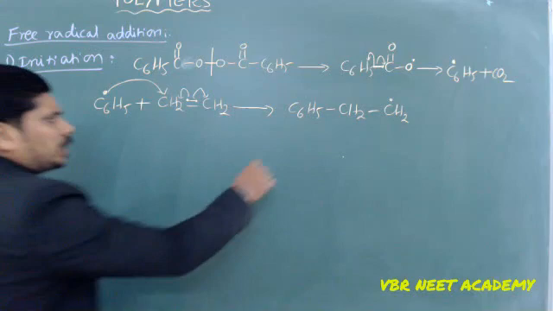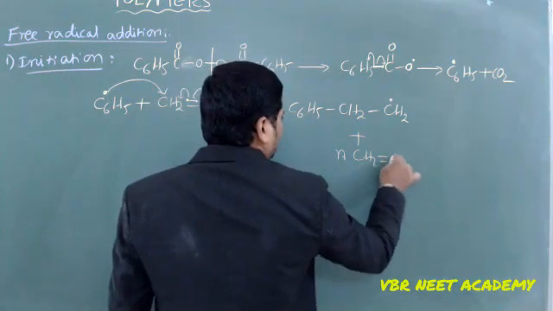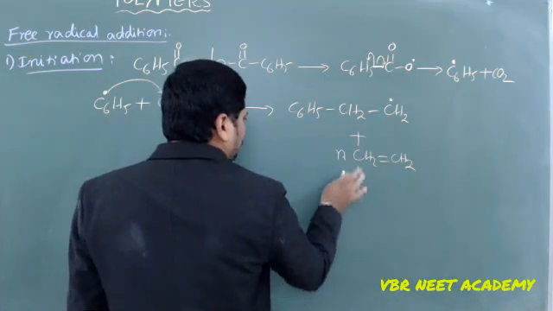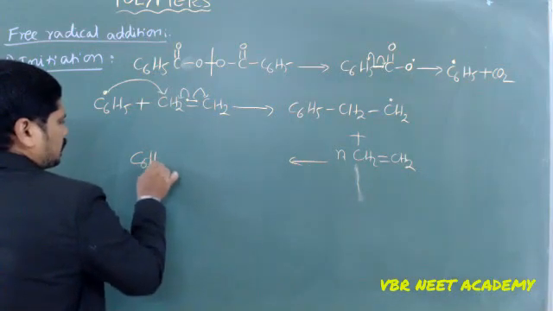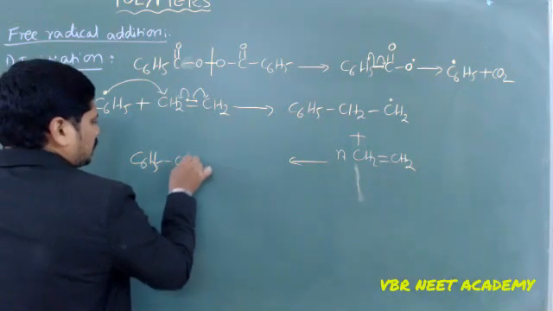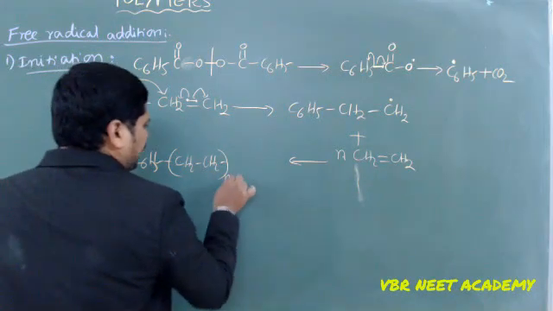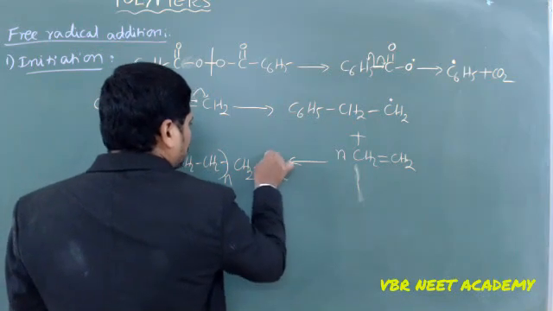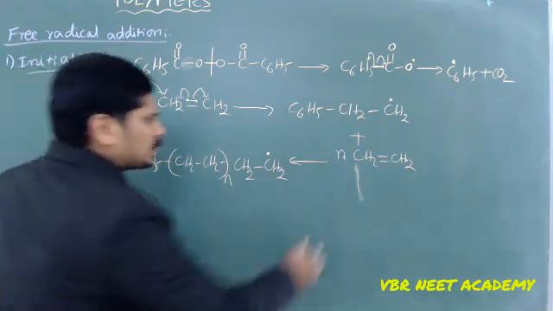Now this is going to be added up with N molecules of CH2 double bond CH2, which is nothing but propagation. So I am going to get C6H5CH2CH2 N times, and here I am going to get one CH2 free radical. So these all come under propagation steps.